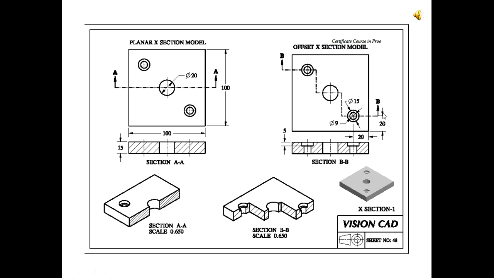Please note that both the views are of the same solid model. One view is showing a planar X section, whereas the other view is showing an offset X section. Let us exercise this in Creo 3.0. How to create a planar and offset X section.